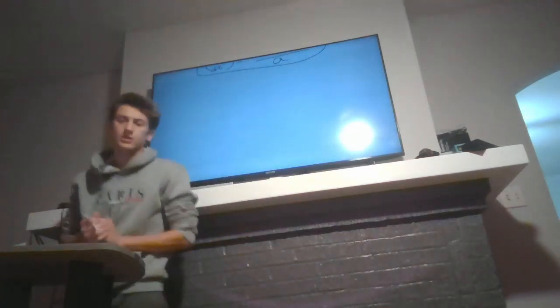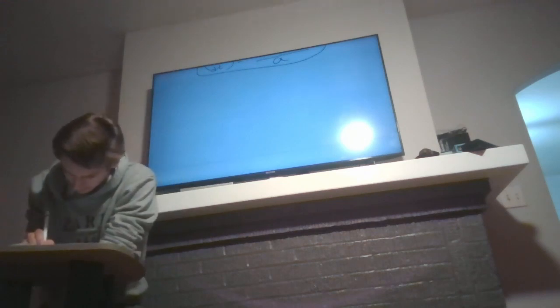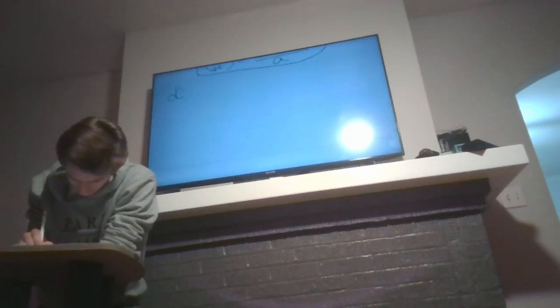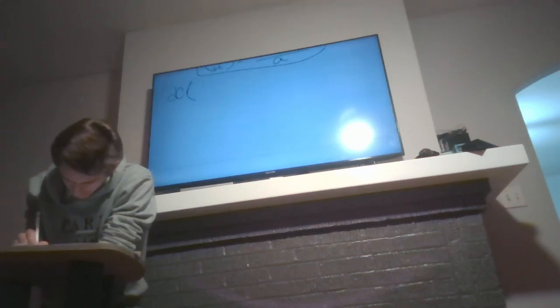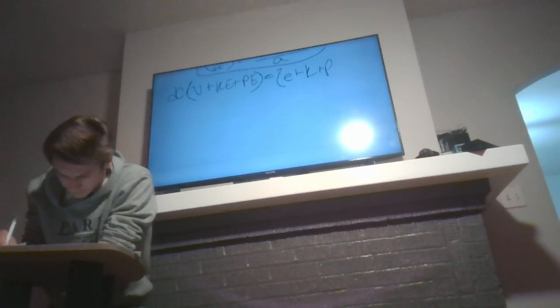Alrighty, so now let's jump to the energy systems equations. So we'll get the amount of energy times U plus kinetic energy plus potential energy. And that equals enthalpy plus kinetic plus potential, multiplied by the mass going in.